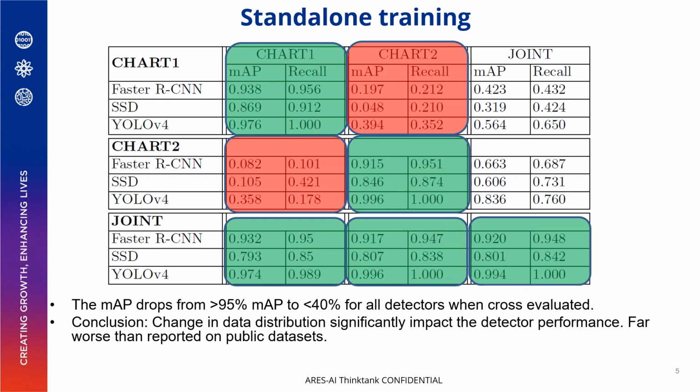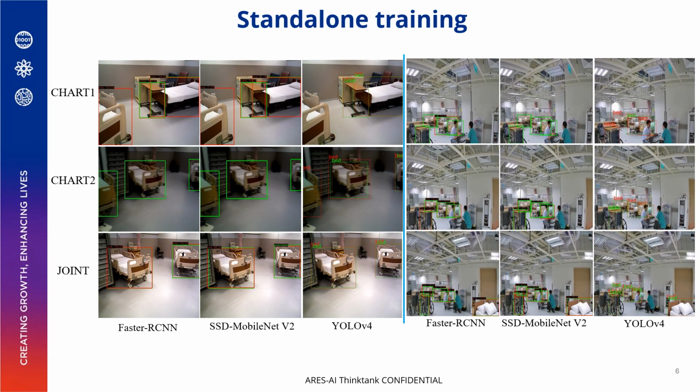In our first experiment, we train the models alone, and we highlight that the models work really well when trained and tested on the same dataset. But as soon as we transfer this knowledge to a different dataset, the accuracy drops. If we train a model on CHAT 1, accuracy on CHAT 2 is really low, and if we train the model on CHAT 2, the accuracy on CHAT 1 is really low. And these are some of the visual results.